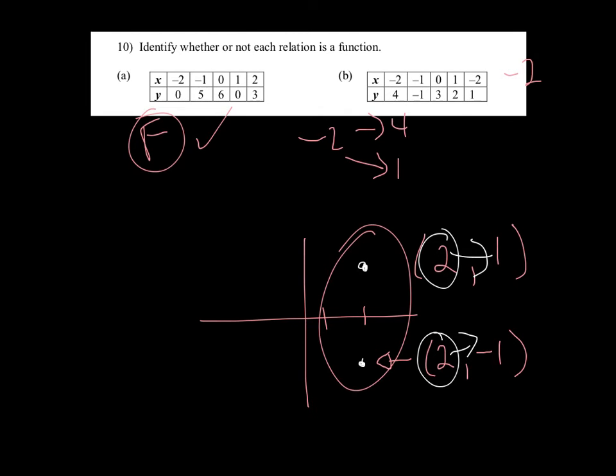We're going to have points stacked on top of each other. One x value cannot go to 2 different y values. If you see negative 2, it has to say 4 both times or 1 both times. So this one is, I would say, not a function. Over here, yes, a function. Over here, not a function.